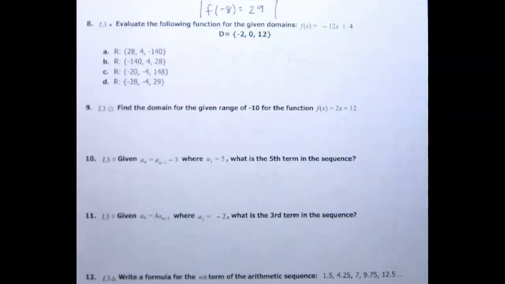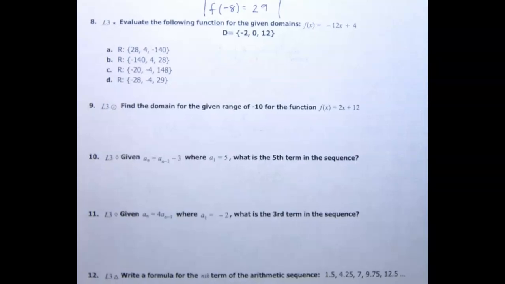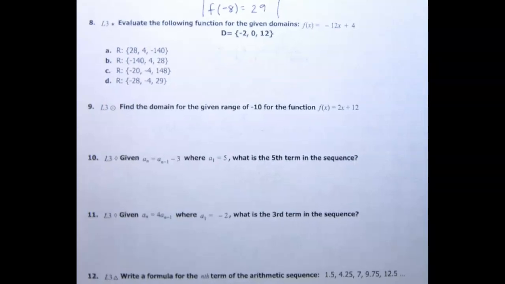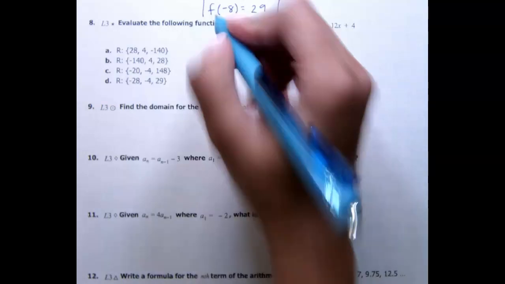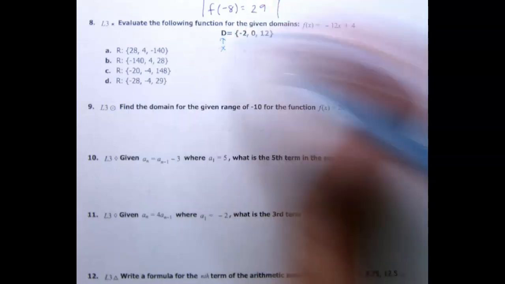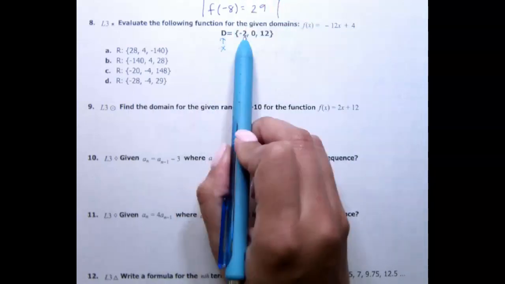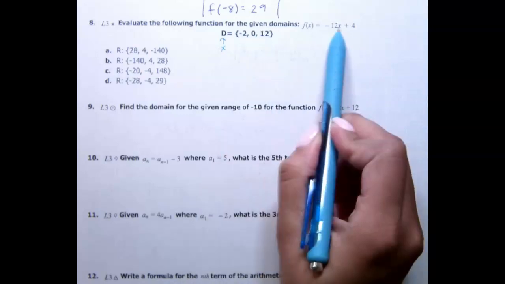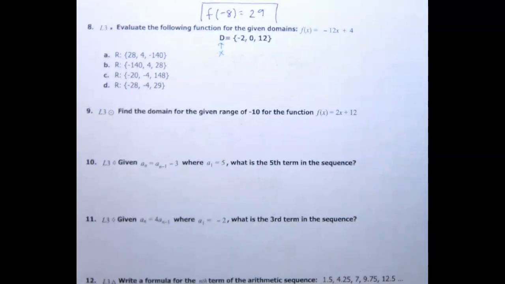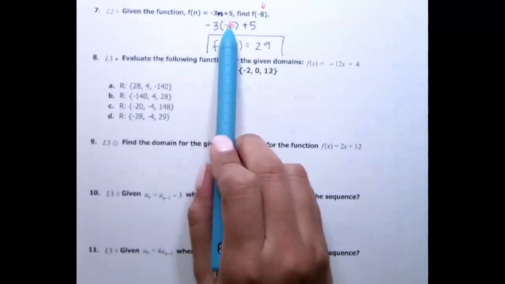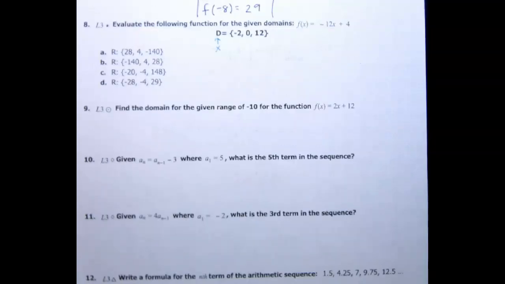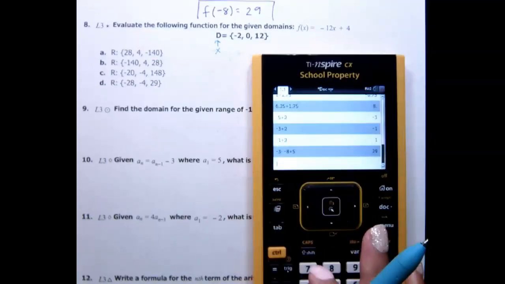Number 8, evaluate the following function for the given domains. So these are my domain values. If you remember from the videos in the different levels, domain is the x value. So all of these are my x values. I'm going to plug all of these in here. I'm going to show you a faster way of doing it. You can do each one individually like we did in number 7, but there's a faster way of doing it.